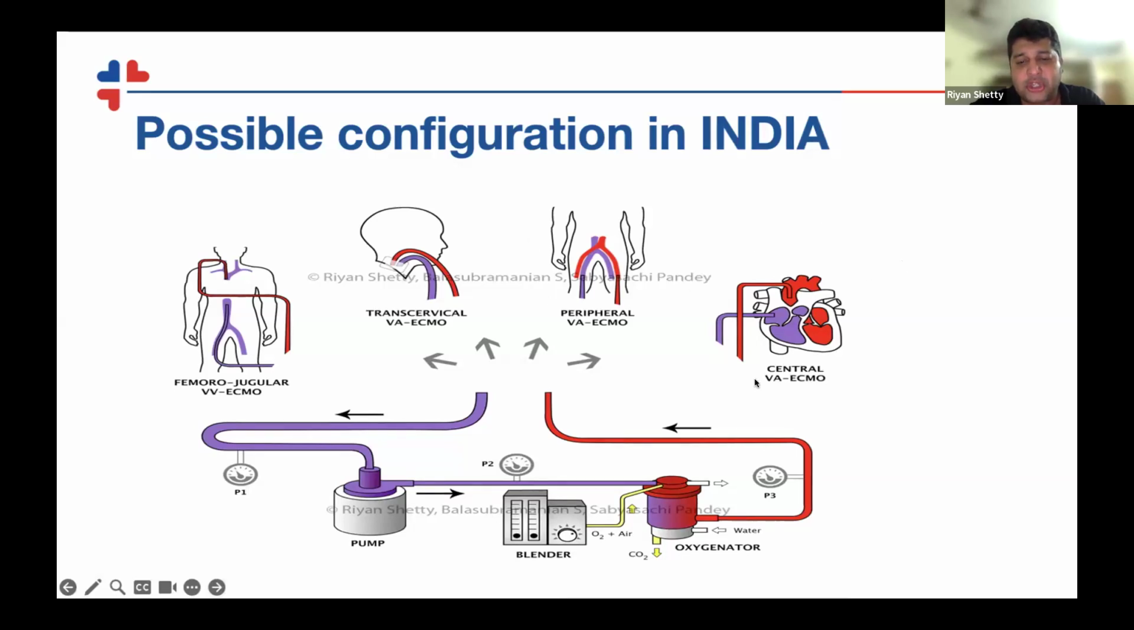And in adults and children who have heart surgery or who need ECPR or have septic shock and need higher flows, then the configuration becomes central VA ECMO, where the right atrium and the aorta are cannulated. The chest is left open. In some cases, the chest is also closed and the lines are tunneled. These are the most common configurations in India. There are more, but I do not want to confuse you a lot at this point of time.